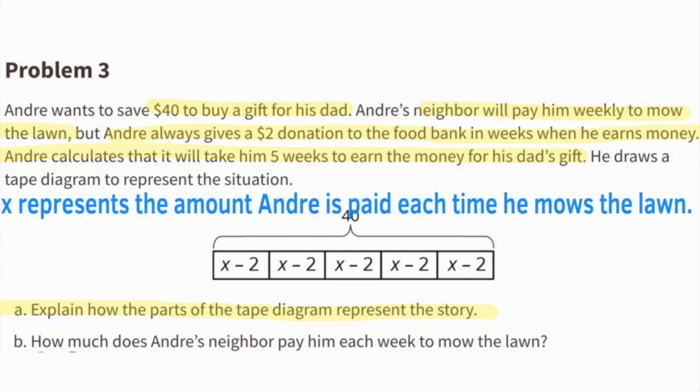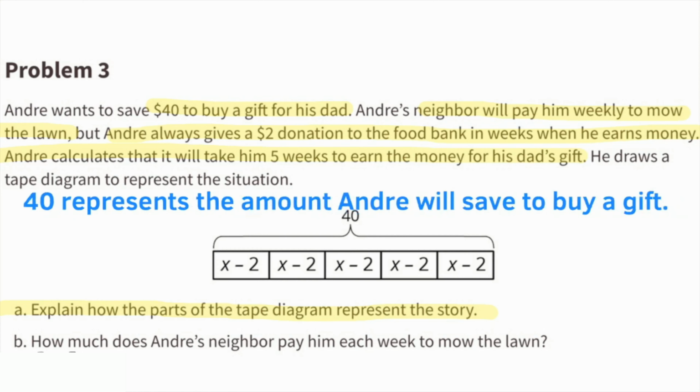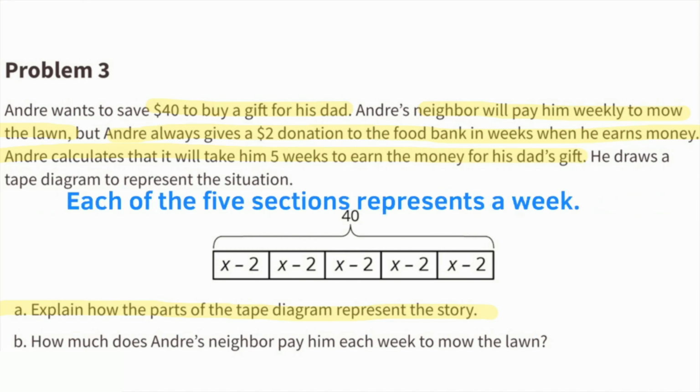X represents the amount Andre is paid each time he mows the lawn. -2 represents Andre's donation to the food bank. 40 represents the amount Andre will save to buy a gift. Each of the 5 sections represents a week.